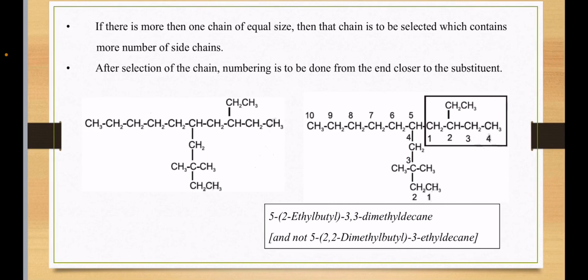Now if there is more than one chain of equal size, then we select that chain which contains the maximum branching. So that should also be taken into account. The maximum branching should be there. As you can see in this example, the name is 5-(2-ethylbutyl)-3,3-dimethyldecane instead of 5-(2,2-dimethylbutyl)-3-ethyldecane. So we should take this into account also.